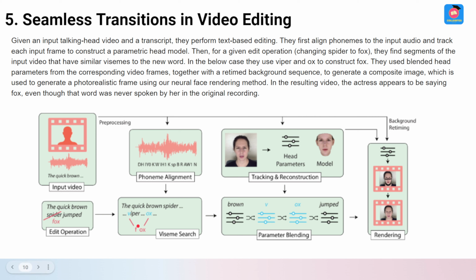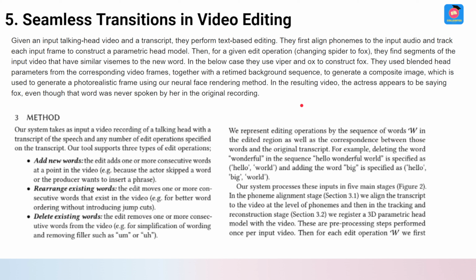Now we can change the word. The quick brown spider jumped. Instead we can say fox. Now it will find the V and ox for a fox, and then the word from the existing person's mouth would be chosen. So this way, they are used to blend the head parameters into different frames together.